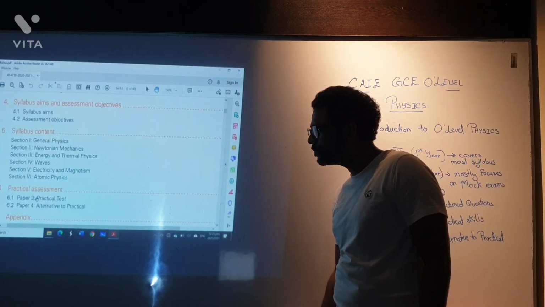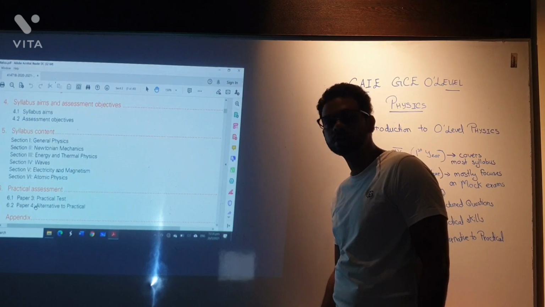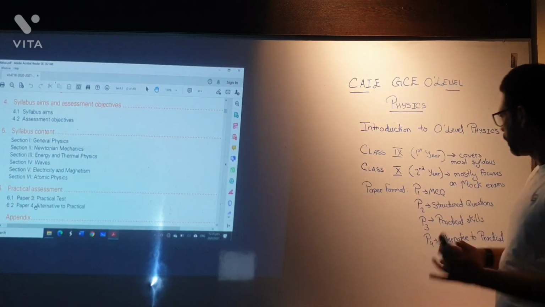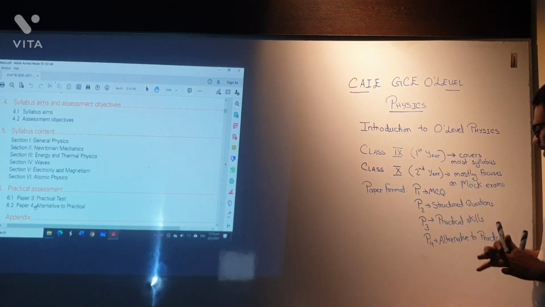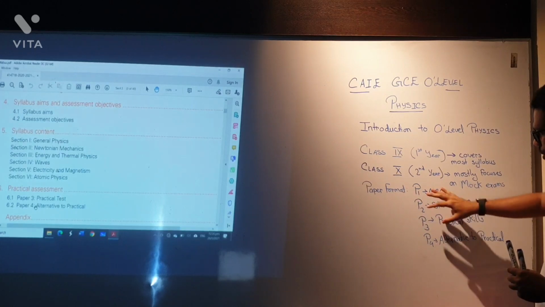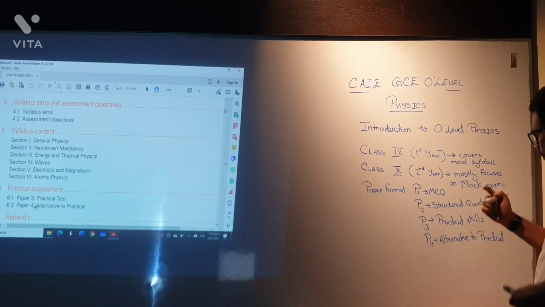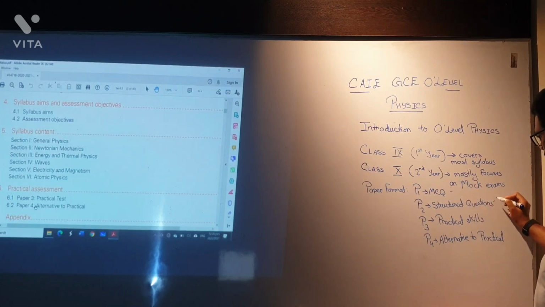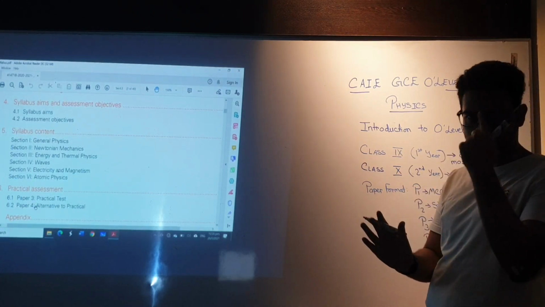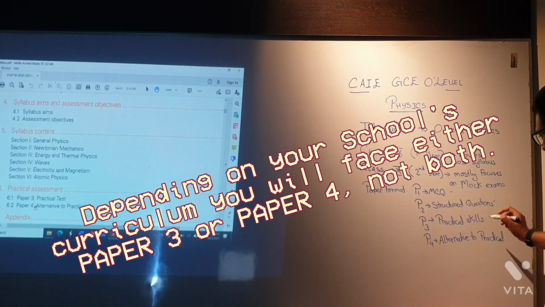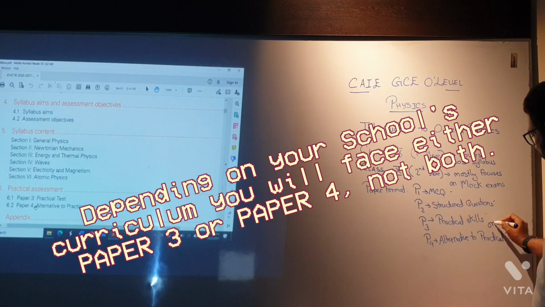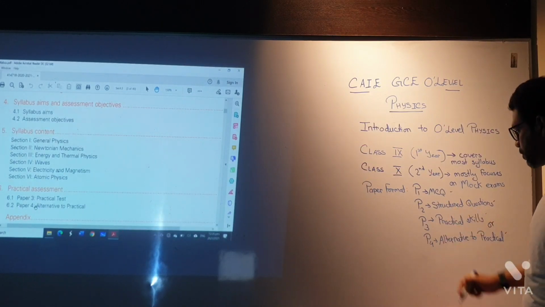Then you'll have paper 3, which is a practical test, and paper 4 is the alternative to practical. So basically, you will be facing an exam which consists of 3 papers. Out of these 4, we will have 3 papers. Paper 1 and paper 2 are mandatory. You have to give these. There is no option for that. Some of the schools prefer paper 3. Some of the schools prefer paper 4. So you either go for paper 3 or paper 4. There is an option for you.